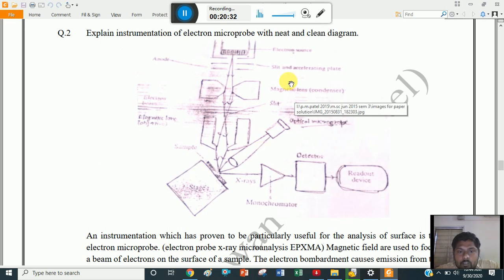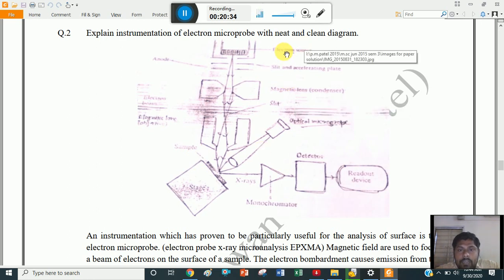That is the instrumentation of the electron microprobe. Look at it: that is the electron source, a tungsten coil, and the anode. That is a slit and an accelerating plate, the anode. Those are the beam of electrons. Those are magnetic lenses, condenser lenses, and here is a slit.